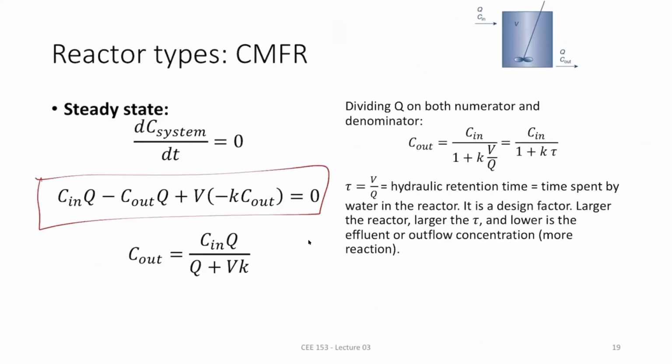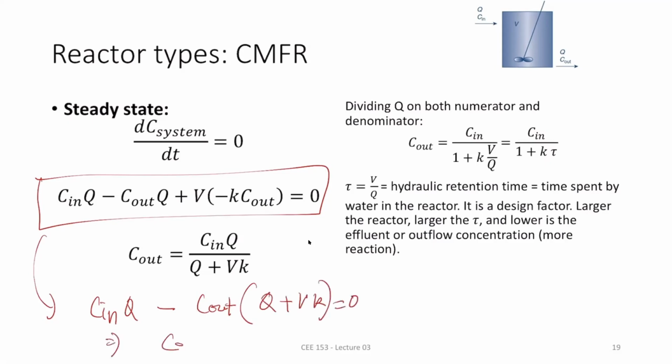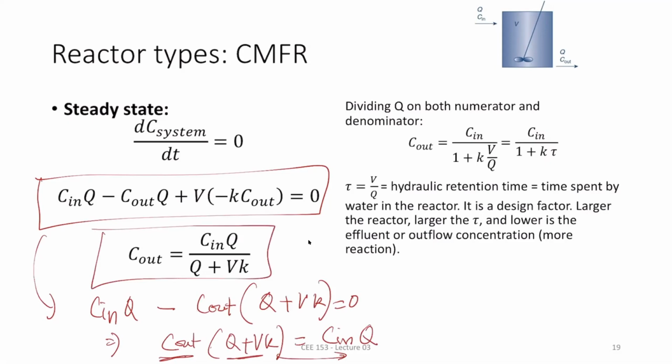Rearrange the equation. I'm just writing this one, rearranging it, C in Q. If I take C out, this will be Q plus VK equal to 0. Then C out times Q plus VK is C in Q. Then you solve for C out. This one you take down here. So I skipped a couple of steps here to get to this point.